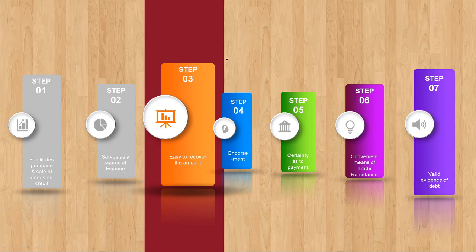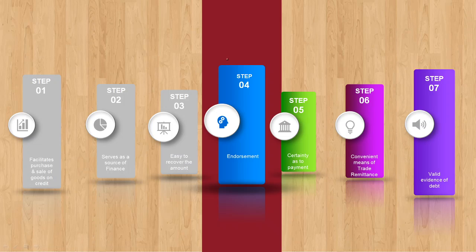Moving on, the next advantage is that it is easy to recover the amount. Now, why is it easy? Because if a bill of exchange is dishonored, meaning it is cancelled because of any reason, maybe the drawee refused to make the payment or the check bounced, it is easier to recover the amount legally than in case of any ordinary debt. Since it is not just a promise, it is a legal document, it serves as documentary evidence in the court of law.